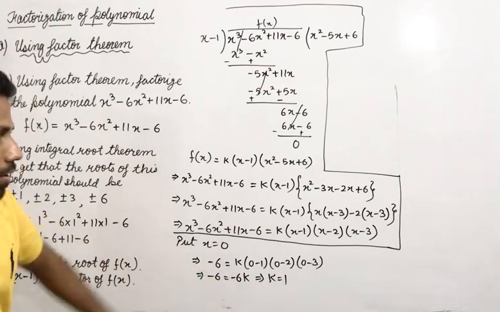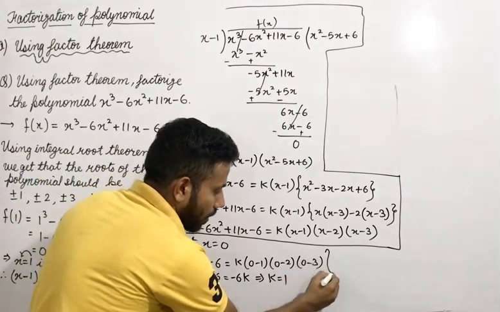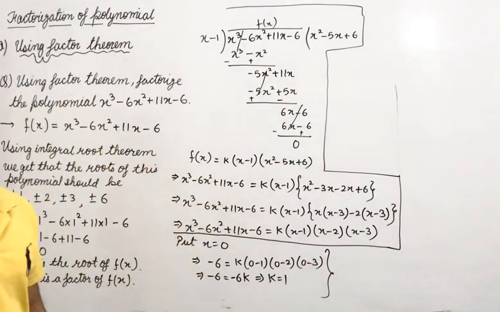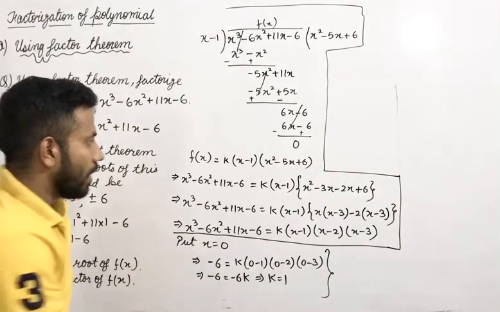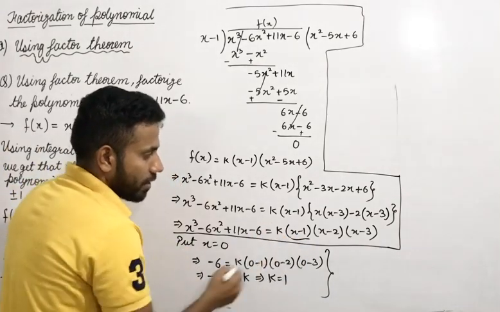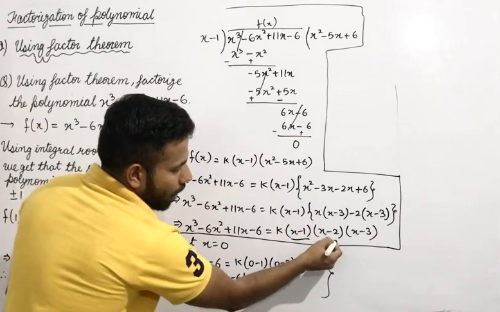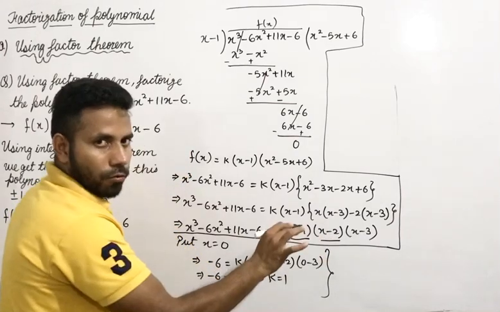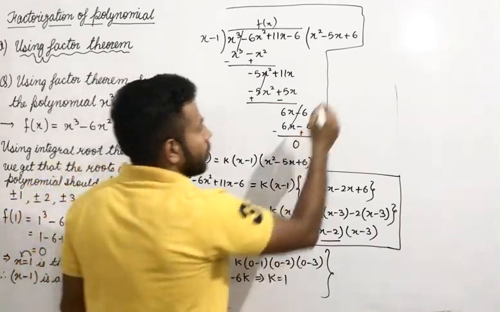You have written till here. Before writing this part, you have come to know that x minus 1 is a factor, so x equals 1 is a root. You have come to know that x minus 2 is also a factor, so x equals 2 is a root. So write here like this.